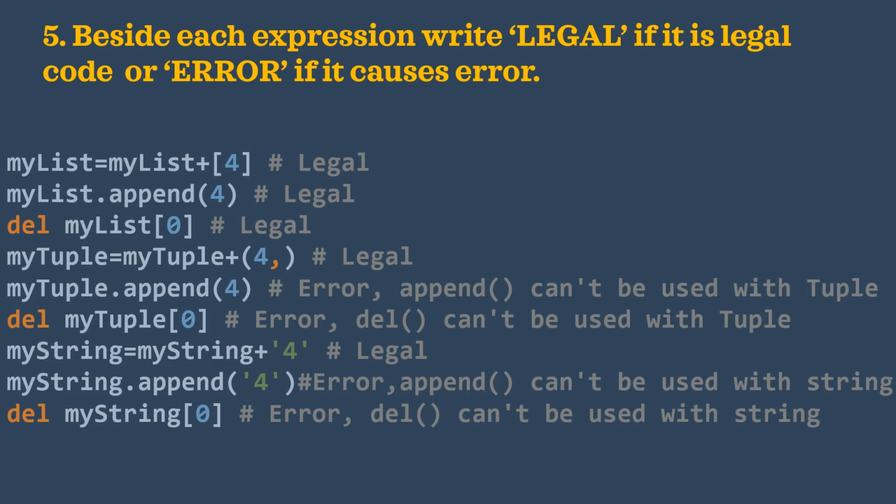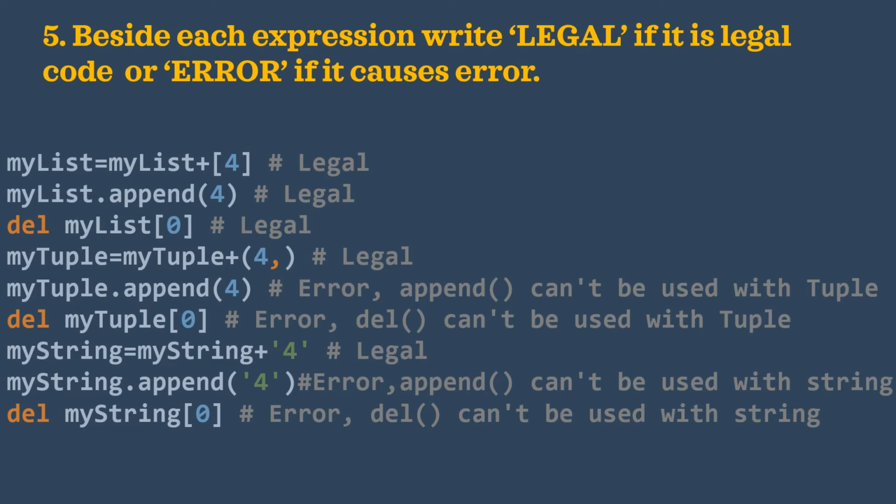Next one is my_list.append(4), where you have passed 4 within brackets. That means you want to append one value to the list my_list. So this is also legal Python code. The next one is del my_list[0]. That means we want to delete the item from the list which is present at index number 0. So this is also legal Python code. Next one is my_tuple = my_tuple + (4,). 4 comma is kept within parentheses, that means that is also considered a tuple.